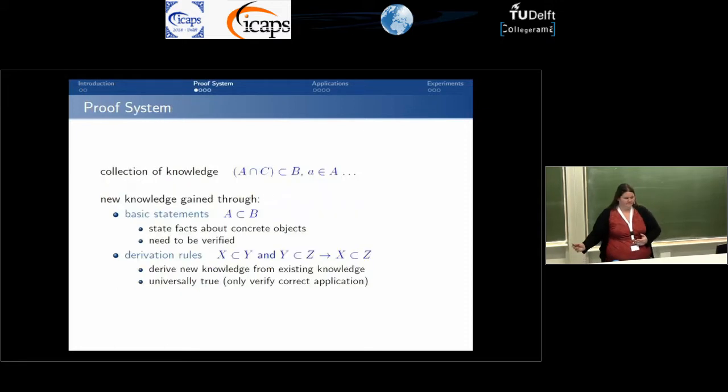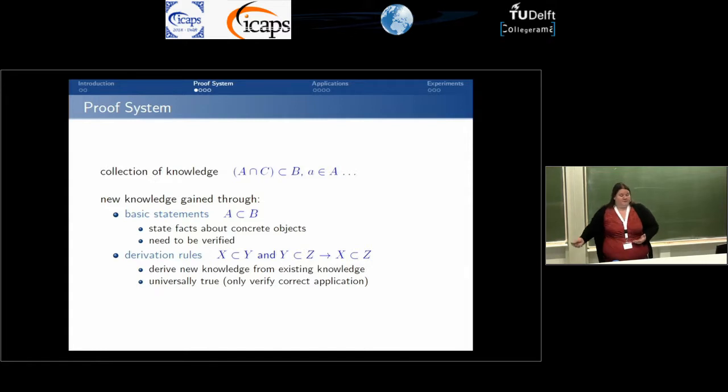First of all, what is a proof system? The basic idea of a proof system is that we try to collect knowledge about certain objects in our world. So my example here is from set theory. Let's say we have some concrete sets A, B, C, and we know, for example, the intersection of A and C is a subset of B, or element A is in the set A.